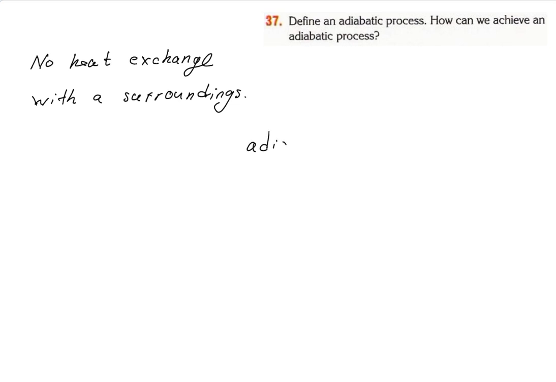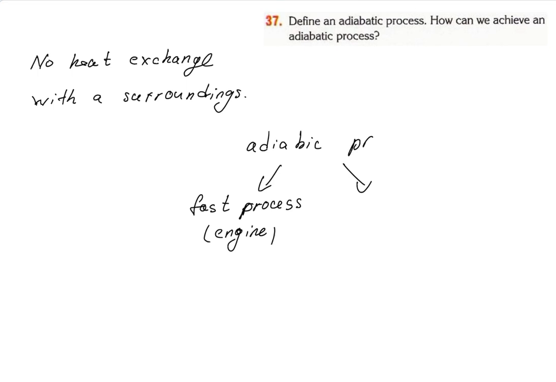First one, it must be a very fast process, like in an engine. There is no time for heat exchange with the surrounding, or it should be an isolated system. By the definition, heat exchange cannot happen.